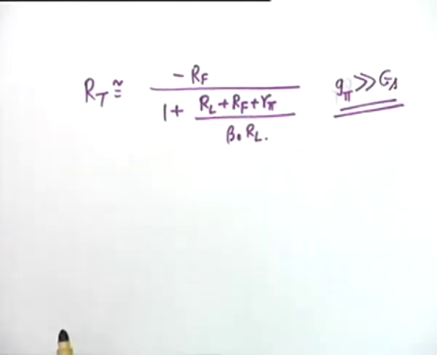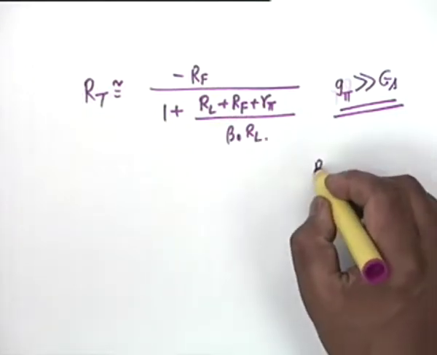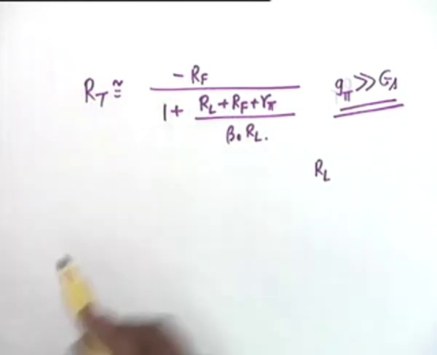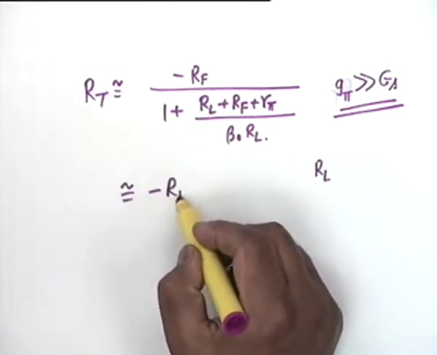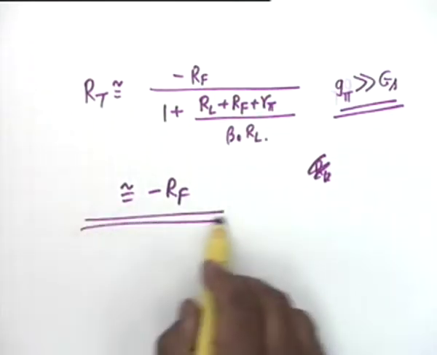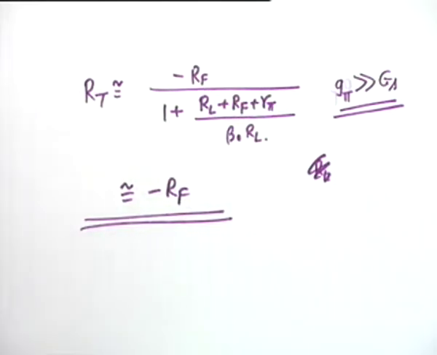Now, is this valid in practice? You have a current generator at the input, and therefore the impedance RS is very high. So this is a practical situation. Also, if beta is very high and RL is comparable to RF plus R pi, then you see that this is approximately equal to minus RF. In other words, the transimpedance with a high beta transistor is controlled by the feedback resistance minus RF. This has great significance at a later stage, as you shall see.